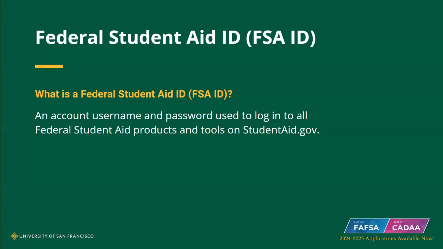Anyone who contributes to the FAFSA, or if they need to check any data, the student, the parent, the spouse, any contributors will need an FSA ID. You create that FSA ID on studentaid.gov. Every contributor creates their own FSA ID because it is attached to that person's social security number. And so the parent has an FSA ID, the spouse has an FSA ID, and the student would have an FSA ID.